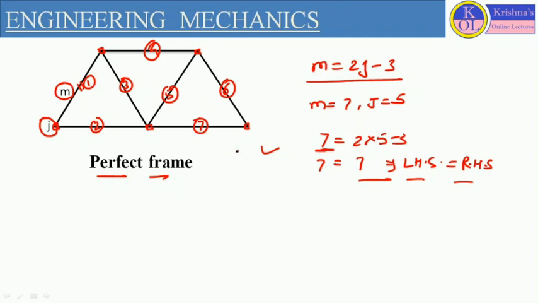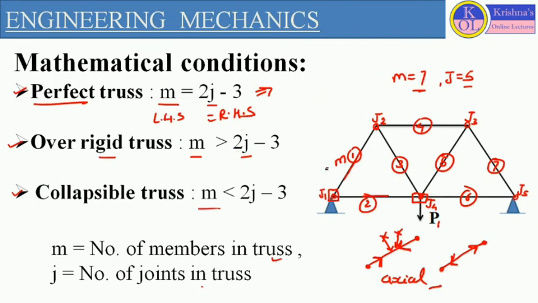If this equation is satisfied, in that case, this particular frame is a perfect frame. So this is the basic description of the mathematical conditions of trusses and frames. Here, what you need to remember to define the different types of frames or trusses as per the mathematical condition is only 3 equations: m equals 2j minus 3, m is greater than 2j minus 3, and m is less than 2j minus 3. So whatever condition we get after calculating the number of members and joints defines the different types of trusses.